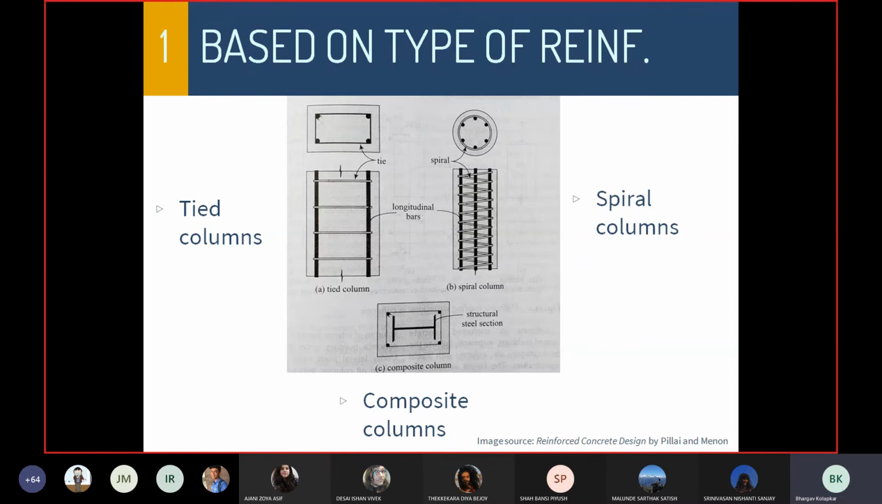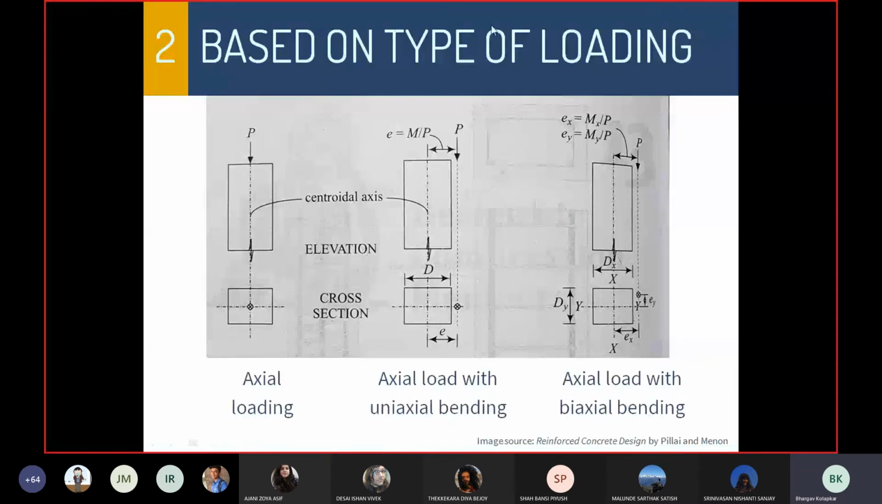So for the first type of classification, if the reinforcement is in the form of stirrups, it is called as a tied column. If the horizontal reinforcement is in the form of spirals, it is called as a spiral column. And if the vertical reinforcement is in the form of structural steel sections, it is called as a composite column. Then based on the type of loading, if the axial load acts exactly at the geometric center or the centroid of the cross section, the column is said to be axially loaded.